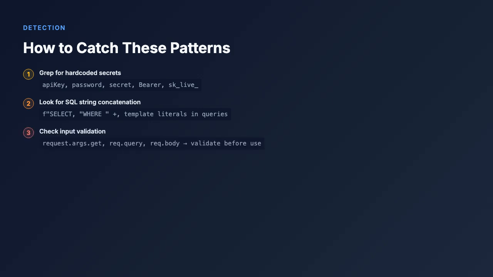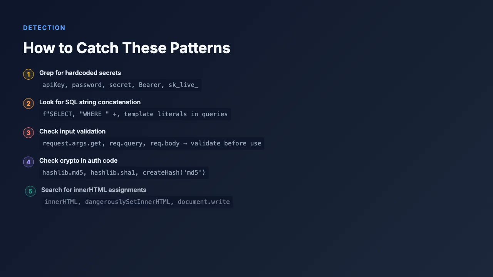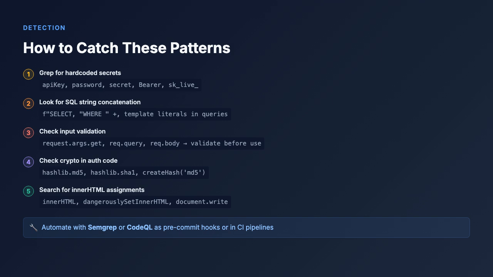Step 3. Check input validation. Every function accepting external input should validate before use. Step 4. Check crypto in authentication code. Search for hashlib.md5, hashlib.sha1, and createHash with MD5. Step 5. Search for innerHTML assignments and verify each uses trusted content or is sanitized with DOMPurify. Automate this with static analysis tools like semgrep or CodeQL, run as pre-commit hooks or in your CI pipeline. They catch patterns that look correct but are structurally insecure.